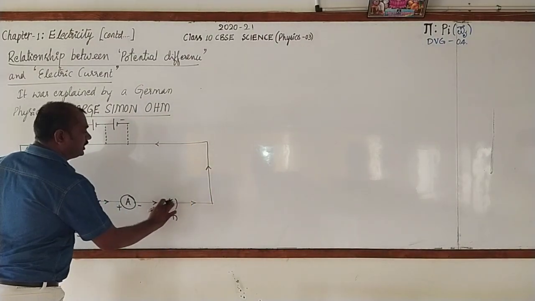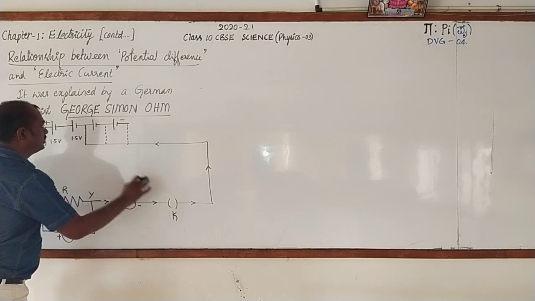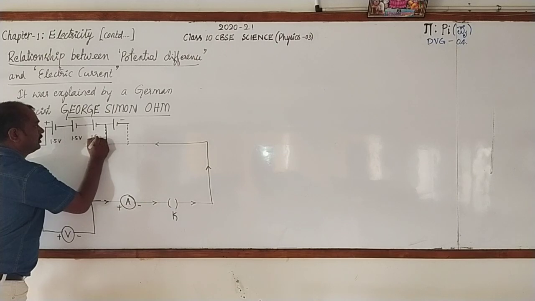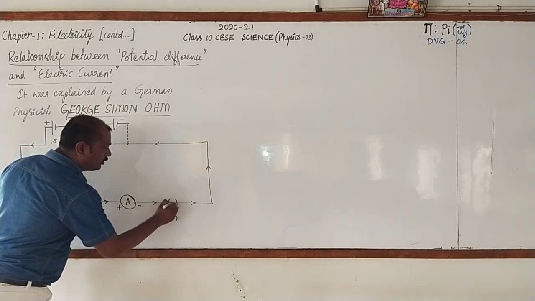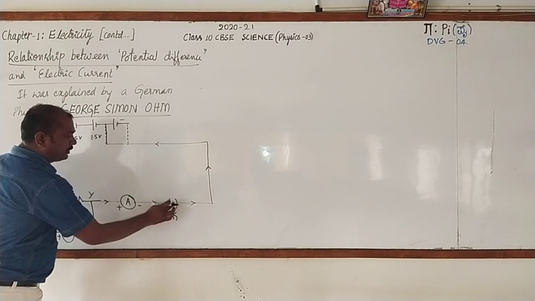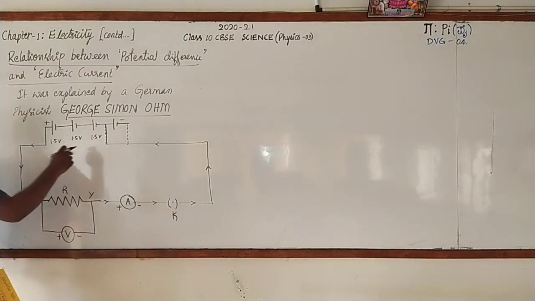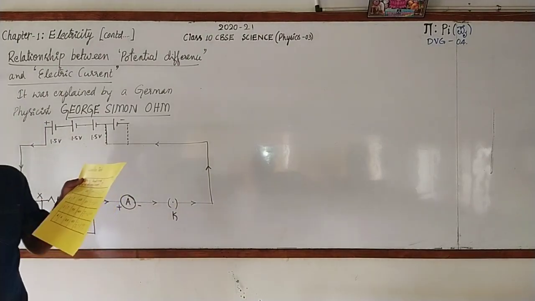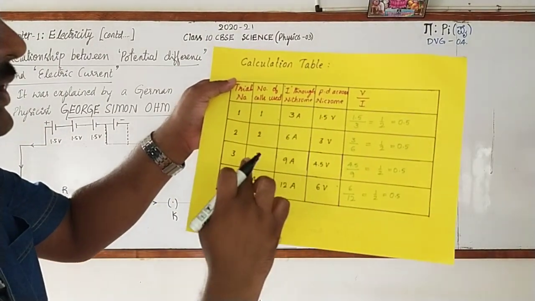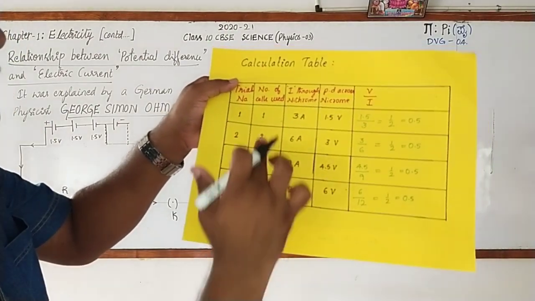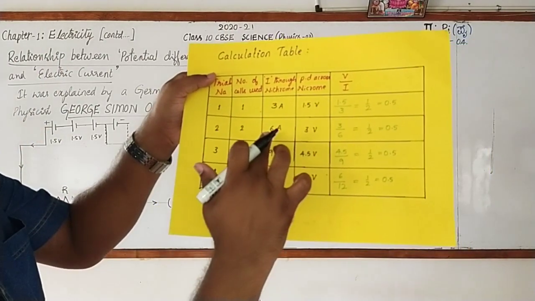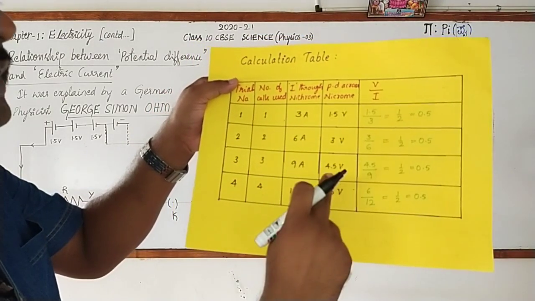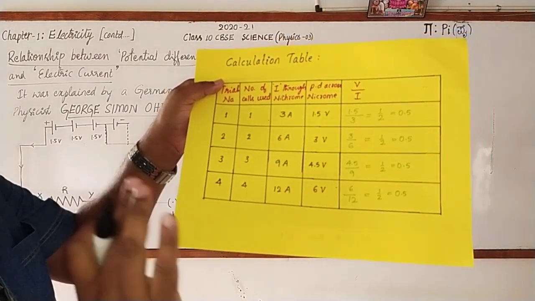Next, again open the circuit, then connect one more cell. This is also of 1.5 volts. Now close the circuit by pressing the switch. Then the current starts flowing again. Observe the ammeter and voltmeter and take the readings. In the third case, we have used 3 cells, and the ammeter reading is 9 amps and the voltmeter reading is 4.5 volts.